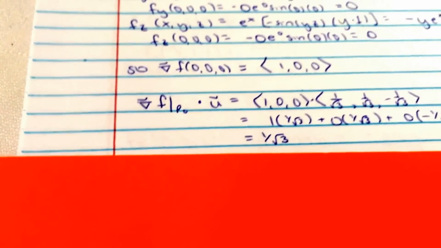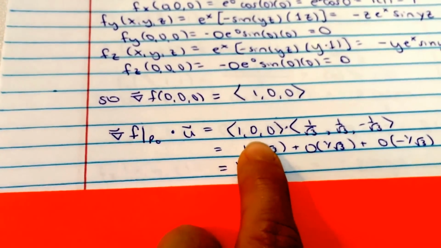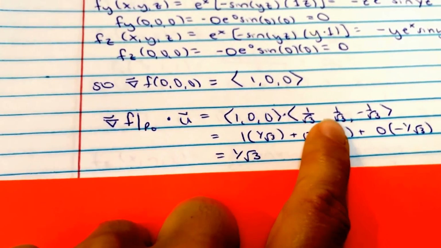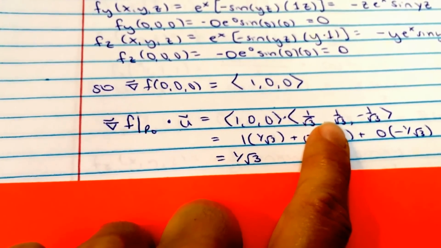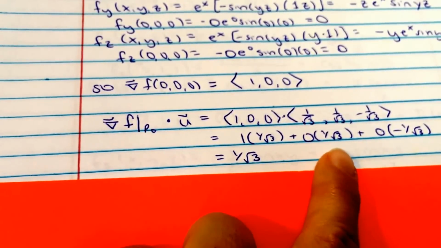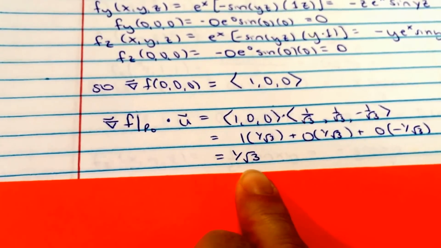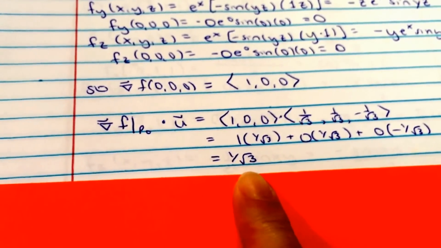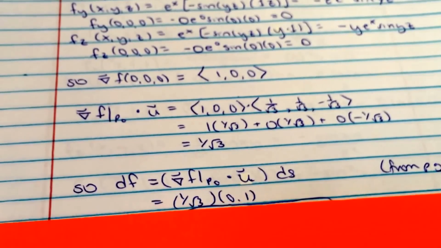Okay, so we have the gradient vector. We have the vector that gives us our direction written as a unit vector. We're doing the dot product between them. And so this is the directional derivative. So directional derivatives, remember, are scalars. That's my directional derivative.